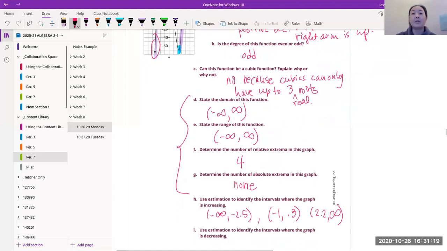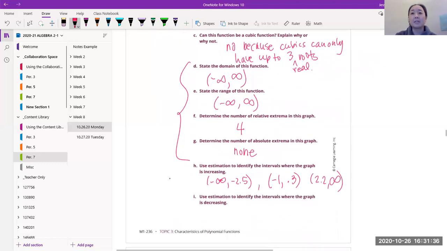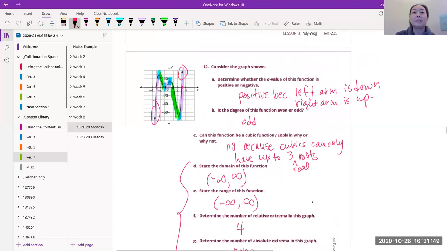Decreasing is all the other ones. So decreasing is going to be from, we have 2 of them. We got one right here and we got one right here. The first one is from negative 2.5 to negative 1. Basically it's all the stuff in between. And then here's the other part, in between 0.3 and 2.2. We had said that was about 0.3, 0.4-ish, and then all the way down to this point right here, which is 2.2-ish.